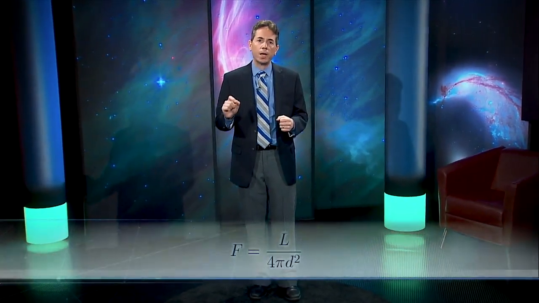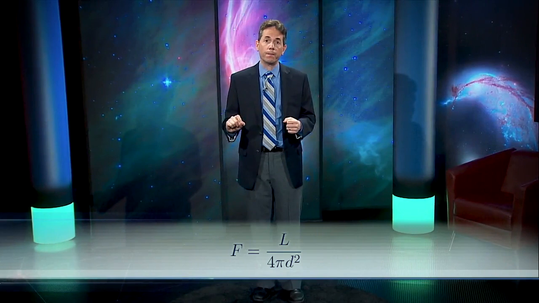This quest is actually a long story, and it's central to the history of astronomy. But I'm going to cut to the chase and tell you the two best ways we have to measure the distances to very remote objects. They both rely on the flux-luminosity relationship that we derived earlier, F equals L over 4 pi d squared.